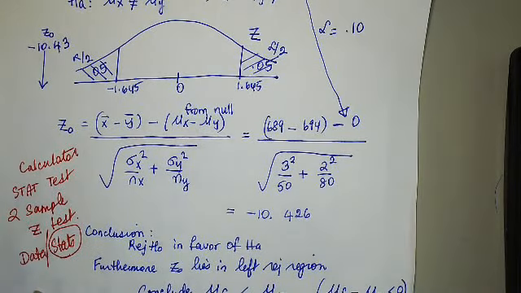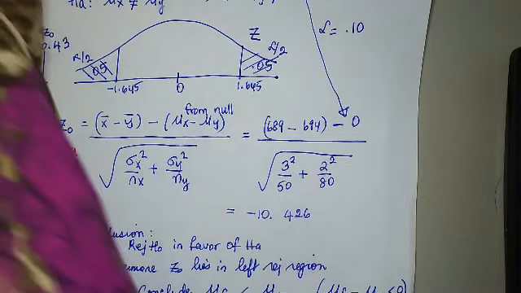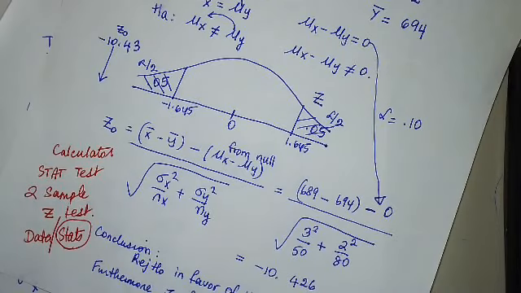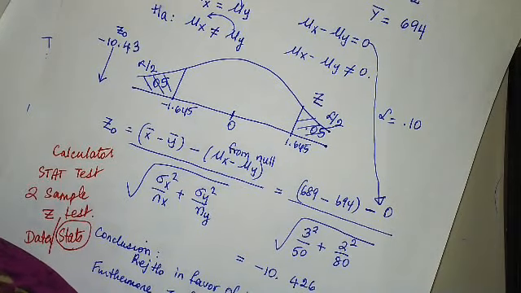Get it? So let me write that in red. Stat, test, calculator. Stat, test, two sample Z test. Data or stats? Stats. The rest is doable.